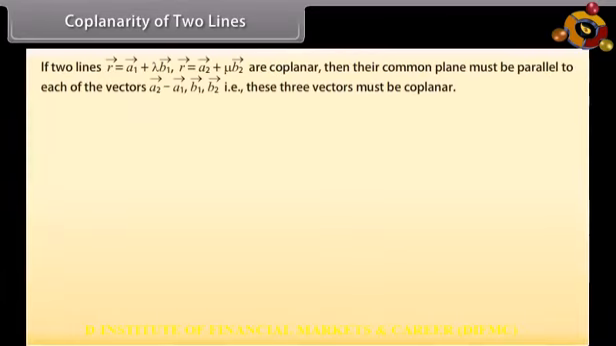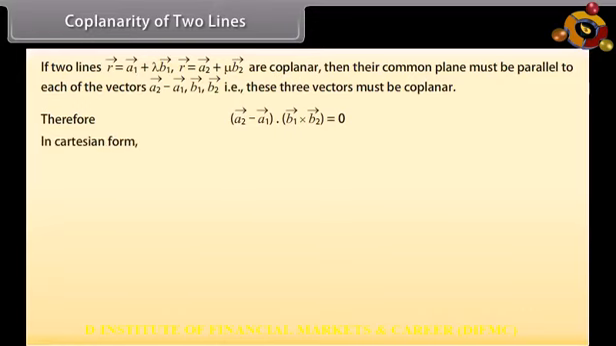Coplanarity of two lines. If two lines, vector r equals vector a1 plus lambda vector b1 and vector r equals vector a2 plus mu vector b2, are coplanar, then their common plane must be parallel to each of the vectors vector a2 minus vector a1, vector b1, vector b2. That is, these three vectors must be coplanar. Therefore, dot product of vector a2 minus vector a1 and cross product of vector b1 and vector b2 equals 0.